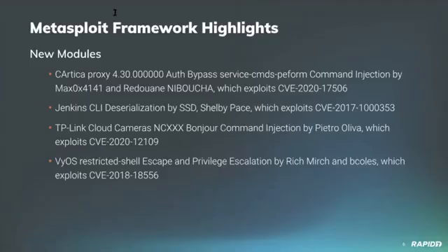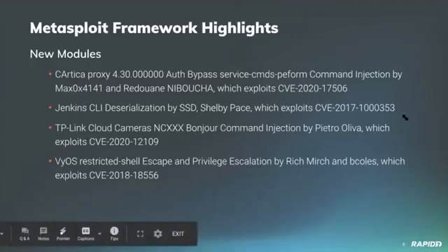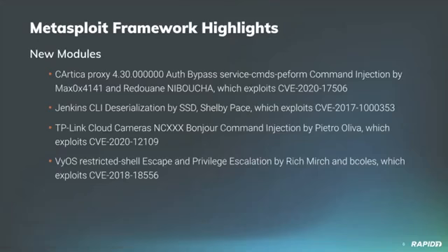In terms of new modules, there are a lot of new modules in the past 2 weeks. Firstly, community member Red0xFF has contributed a new module which targets Arctica proxy versions 4.3.0 and below by leveraging a SQL injection vulnerability in the API key parameter on the login page. This ultimately leads to unauthenticated code execution as root. Our very own Shelby Pace has contributed a new module which achieves unauthenticated remote code execution against the CLI component in Jenkins versions v2.5.6 and below, and we'll have a demo of this later.